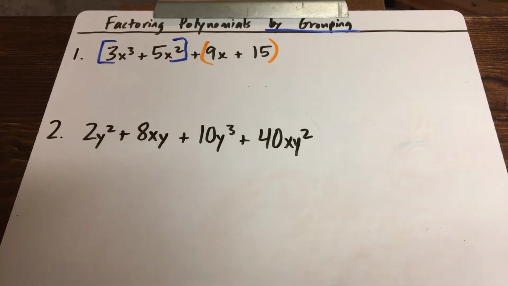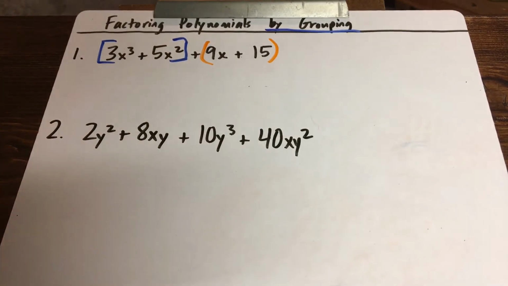In my orange parentheses, do those 2 terms have something in common? Is there a greatest common factor there? Could they both be divided by the same number? Yeah, those can both be divided by 3. And so that's what you're looking for. You want to try to group them together so that the 2 terms in your parentheses have a greatest common factor. They have something in common that you can divide them both by.